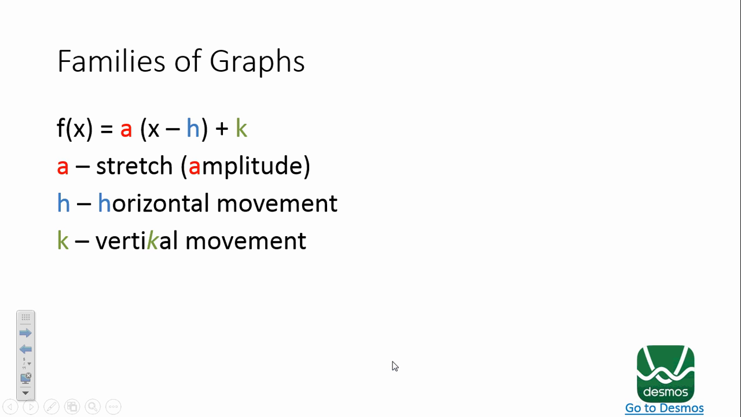Then we have h. H is our horizontal movement. How much is it moving to the side, left or right? Okay. And then k is our vertical movement. Notice I put a k in vertical. I misspelled it intentionally to help you remember that that's your movement up and down. Okay. So we'll remember and refresh our memory on how this worked with parabolas.